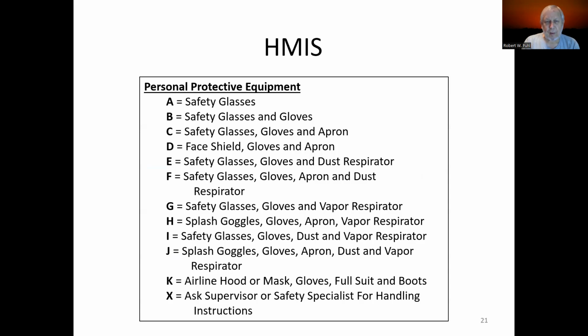And then personal protective equipment: A is safety glasses, B is safety glasses and gloves, C is safety glasses, gloves, and apron, D is face shield, gloves, and apron, E is safety glasses, gloves, and dust respirator, F is safety glasses, gloves, apron, and dust respirator, G is safety glasses, gloves, and vapor respirator. And you can go down there, H, I, J, K is airline hood or mask, and X means ask your supervisor or safety specialist for handling instructions. So an X on there means we're not sure. Go ask somebody that knows more about this than we do.